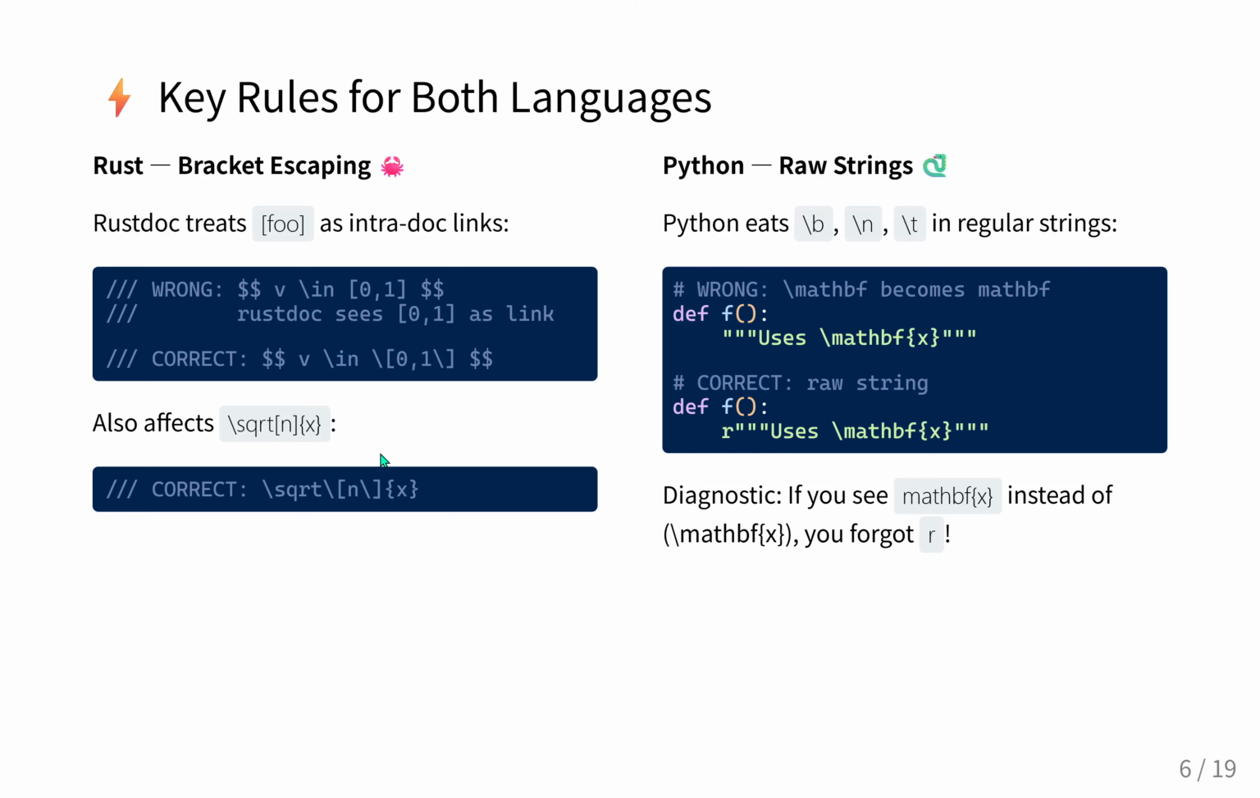And RustDoc sees that bracketed n and thinks, let me create a hyperlink to a different page called n. Exactly. It completely breaks the mathematical formula, leaving you with mangled text. You have to manually escape those brackets. Just to write a root.